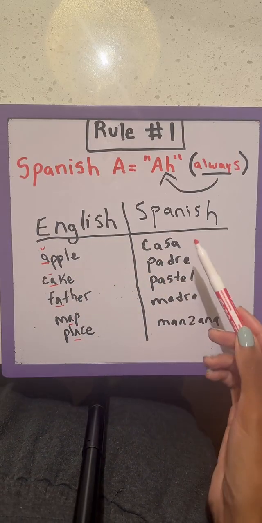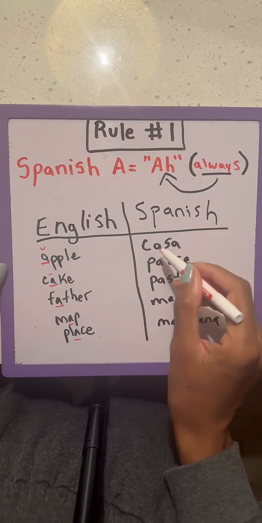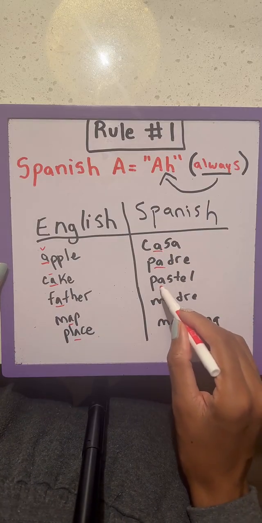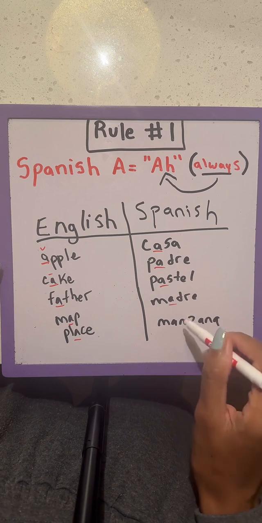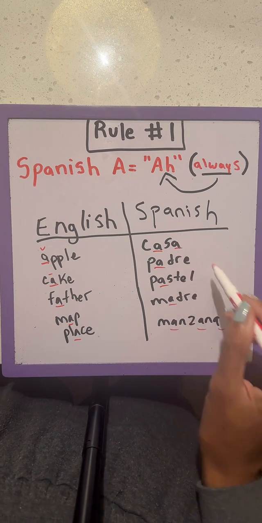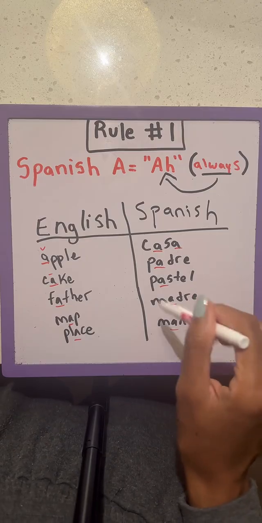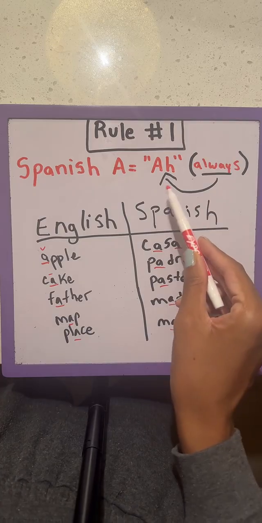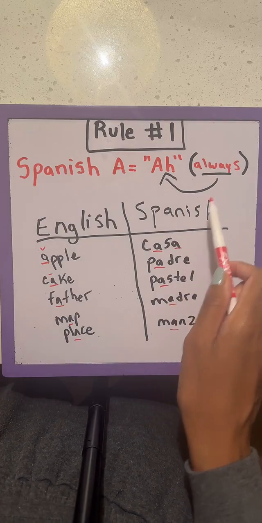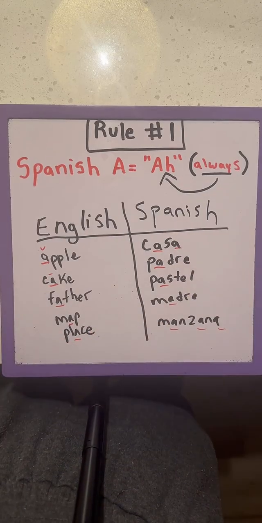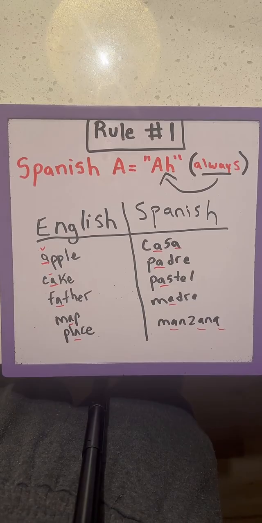But if we come over to the Spanish side of the board, look what we have here. Casa, padre, pastel, madre, manzana. As you can see, no matter how many times we use the letter A, guess what? It always says "ah." Keep that in your memory, because no matter what the word is, it is always going to say "ah."